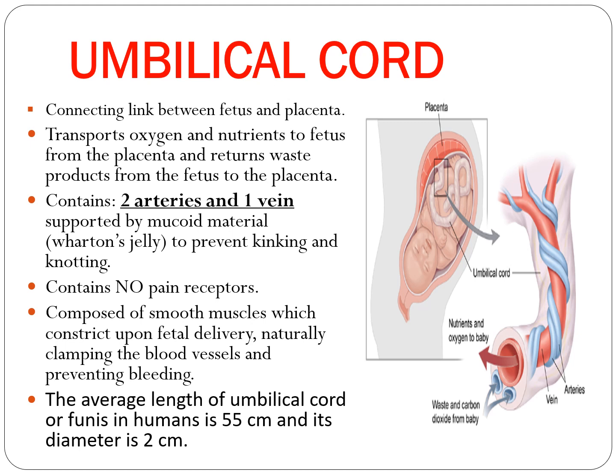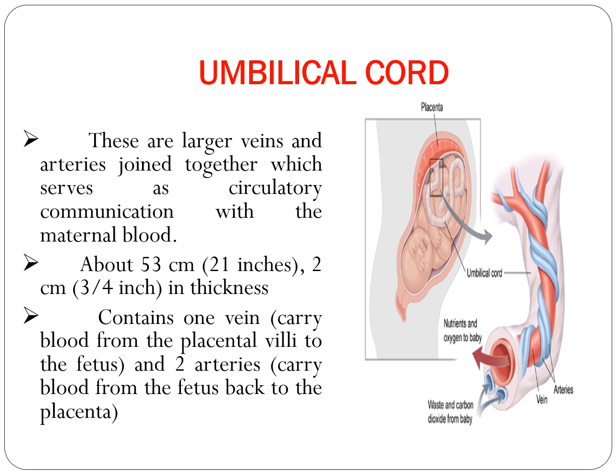The average length of the umbilical cord at full term in humans is 55 centimeters and its diameter is 2 centimeters. Don't forget the 55 centimeters and the taob, the two arteries and one vein that you have to assess in the umbilical cord. There are larger veins or arteries joined together which serve as circulatory communication with the maternal blood. As mentioned, we have the 53 centimeters, but the average is 55 centimeters. Okay, 2 centimeters in thickness.